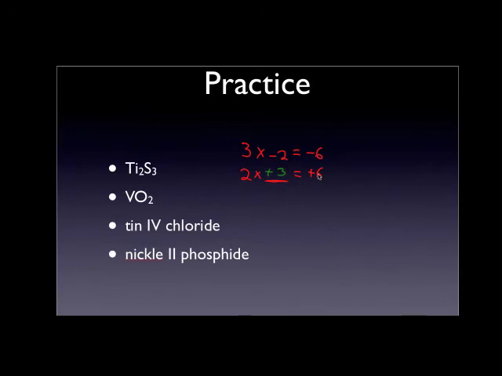So that tells us what our Roman numeral is right there. +3 is the Roman numeral because we're trying to figure out the titanium. So this molecule's name is titanium, Roman numeral 3, sulfur. Well, it's not really sulfur though, because we still need to change the ending to -ide. So it's titanium sulfide. All right, let's try the second example.